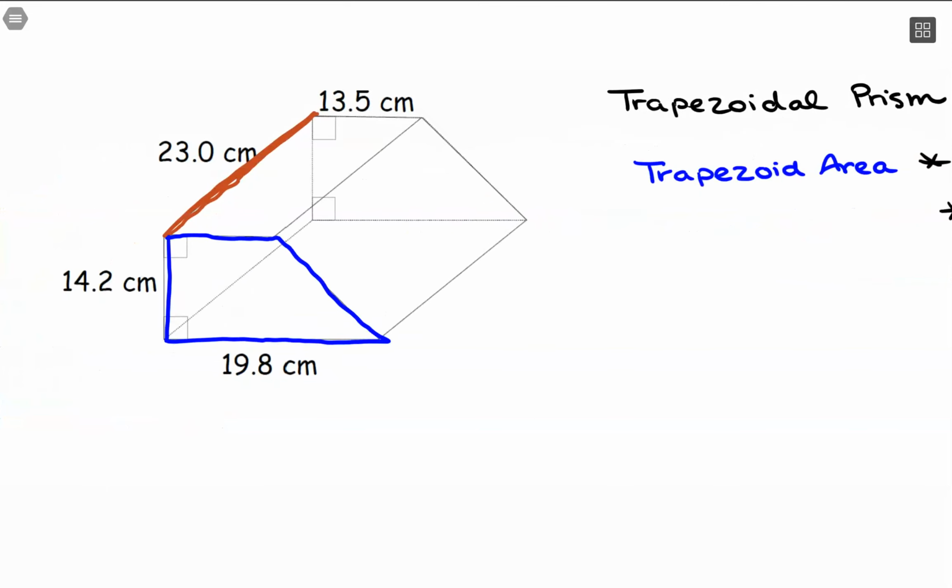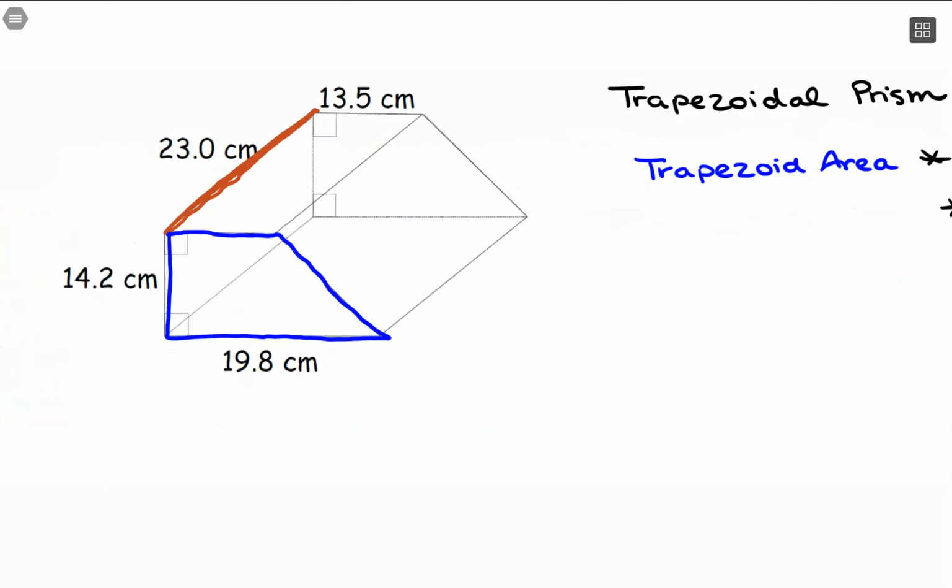So trapezoid area is just a reminder of our formula. So that's going to be a half times, and this is going to be a little tricky because we're talking about height and base and height, and this is a little different. Like this will only be for our trapezoid piece, but it will be height times base 1 plus base 2.